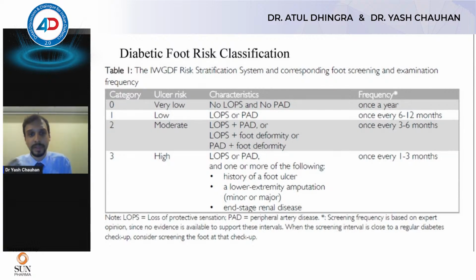And a very high risk patient would be someone who's already had a history of a foot ulcer, has had one amputation in the past, and end stage renal disease. These three are the most important risk factors for future ulceration. So it's important that if any of these three are present, we examine the patient every 1 to 3 months. We advise appropriate footwear, appropriate foot prevention and education to the patient.